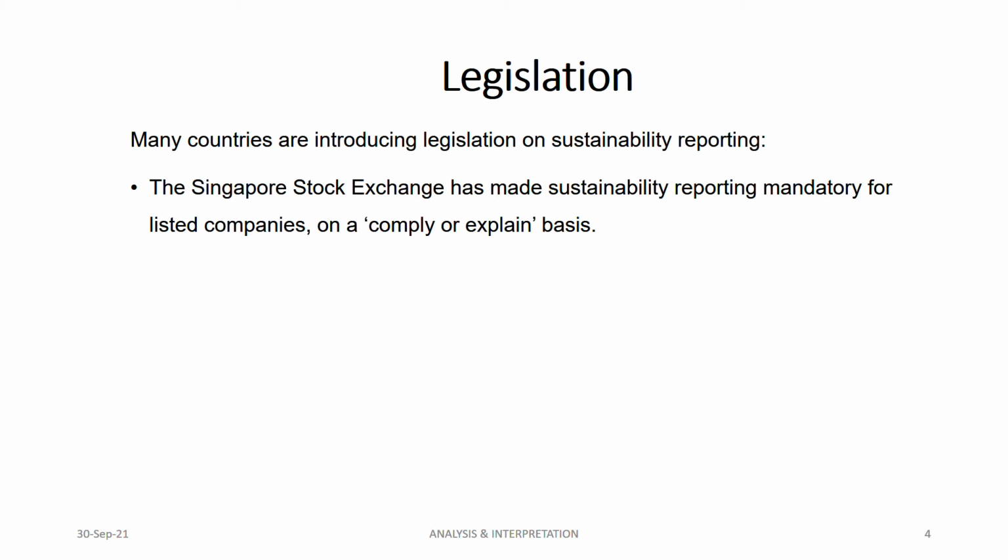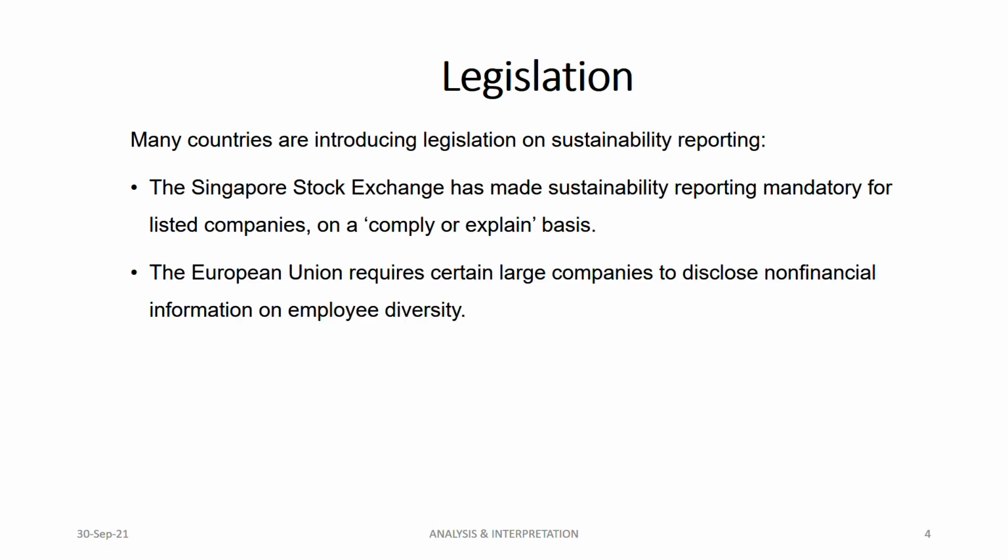Okay. Now the Singapore Stock Exchange, you don't have to know in depth, just an example, okay? Just an example of how they have introduced this into their legislation. So the Singapore Stock Exchange made it mandatory. That means compulsory. You have to prepare sustainability reporting for listed companies only on a comply or explain basis. And second is European Union. They require large companies to disclose non-financial information on employee diversity.